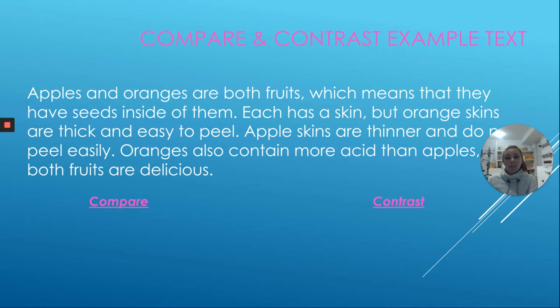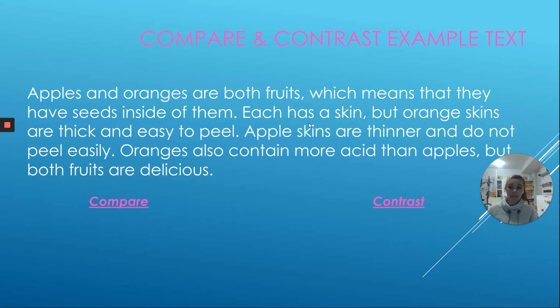Okay, apples and oranges are both fruits, which means that they have seeds inside of them. Each of them has a skin, but orange skins are thick and easy to peel. Apple skins are thinner and do not peel easily. Oranges also contain more acid than apples, but both fruits are delicious.